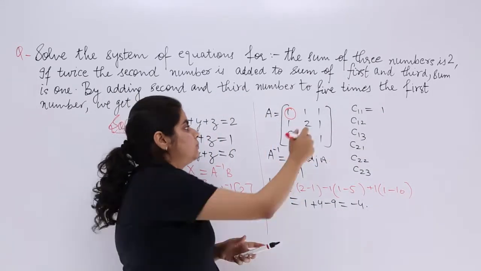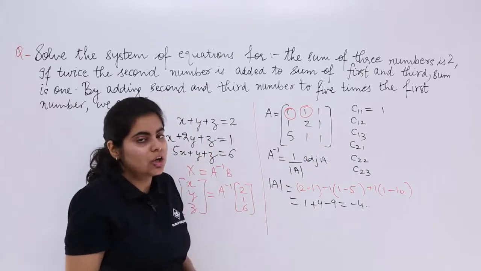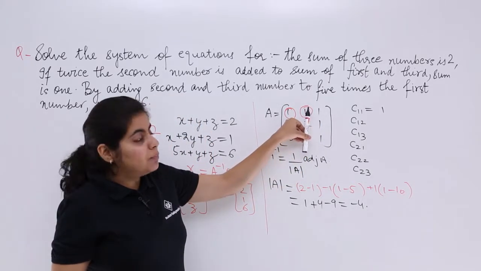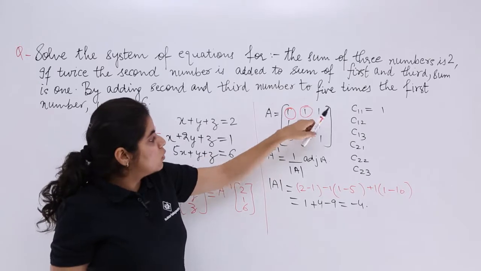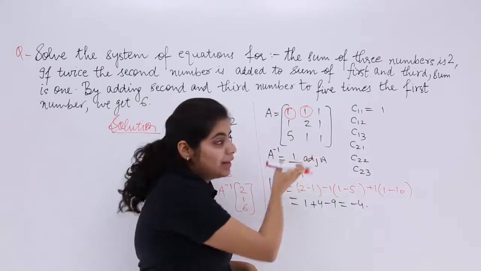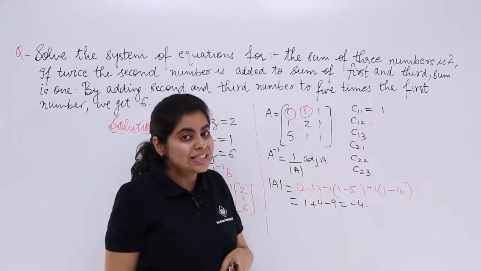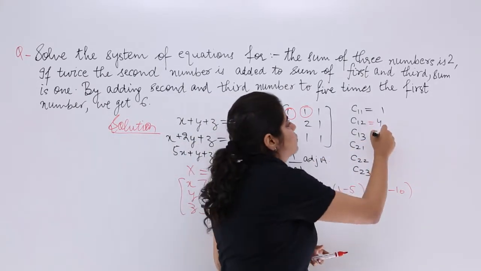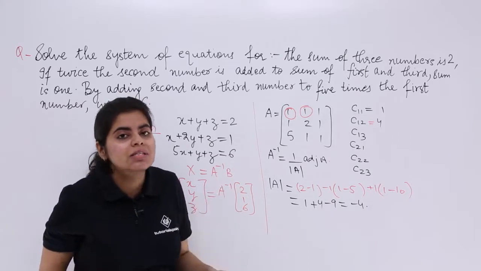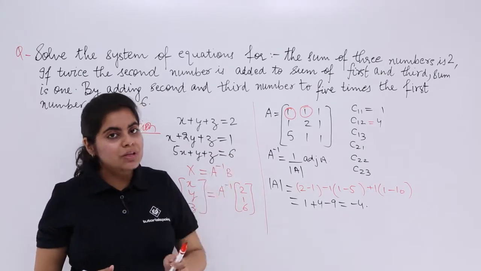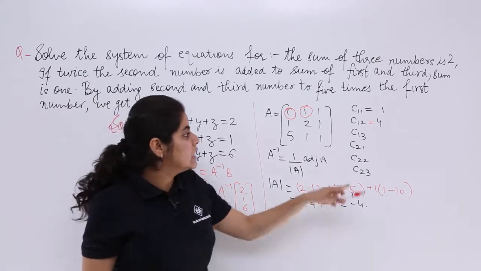What is C12? First row, second column. So ignore this column, ignore this row: 1, 1, 5, 1. So it becomes 1 minus 5, which is minus 4. Minus 4, and 1 plus 2 is 3, which is odd, so it becomes plus 4. If you are not following, that means you haven't studied the determinants in the previous videos. Please do refer to them.